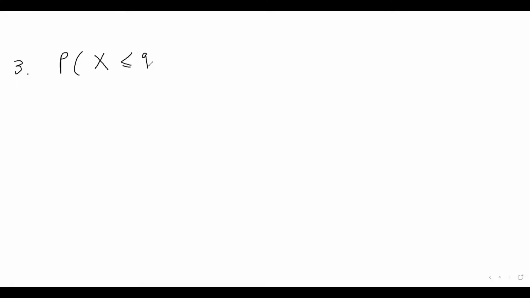What is the probability that X is less or equal to 9? Or the probability that X is at most 9? Again, we're going to standardize this because we want to use the standard normal table. So how do we standardize this? As we have been doing.